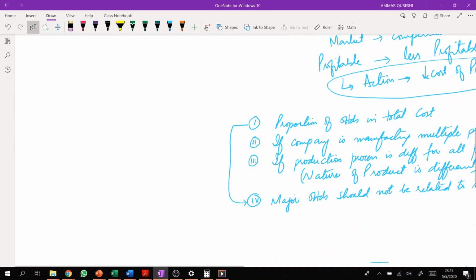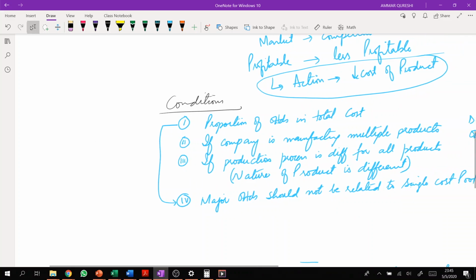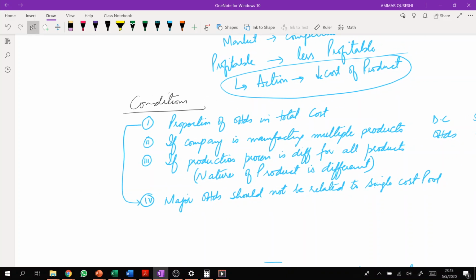So these are four conditions which a company must consider if it wants to switch to activity based costing or not. So these are some conditions.